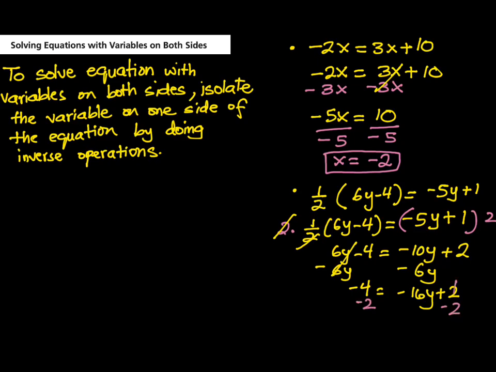And then you subtract 2 from both sides. Negative 6 equal to negative 16y. And you divide both sides by negative 16. And that will give you 3/8 equal to y.